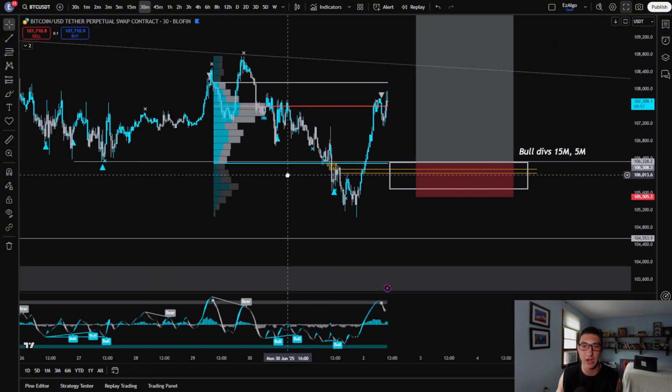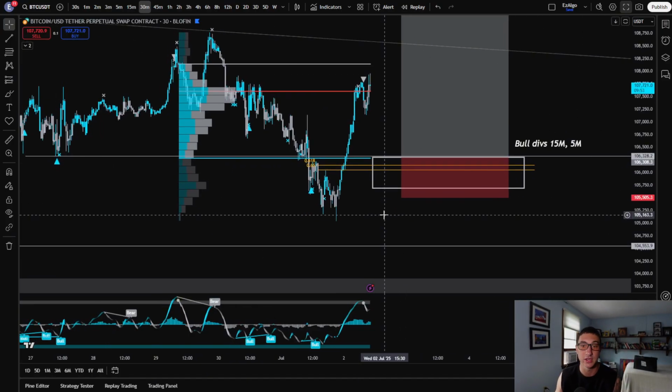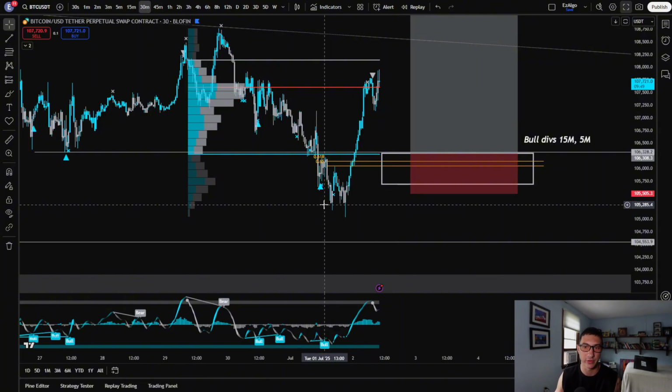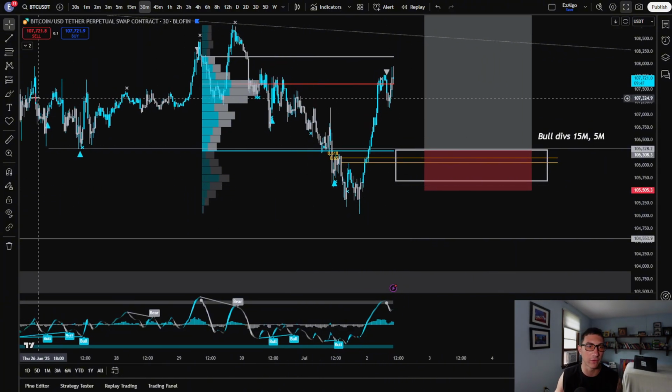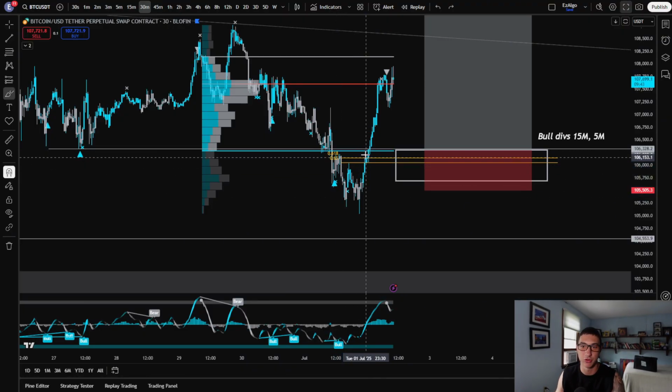So where is your entry in this move here? Well, it's very simple. There's two entries that you can use using this model. The first entry is in anticipation of a reclaim. In this case, all you're looking for is bullish momentum, right? Bullish momentum as you are approaching this low.